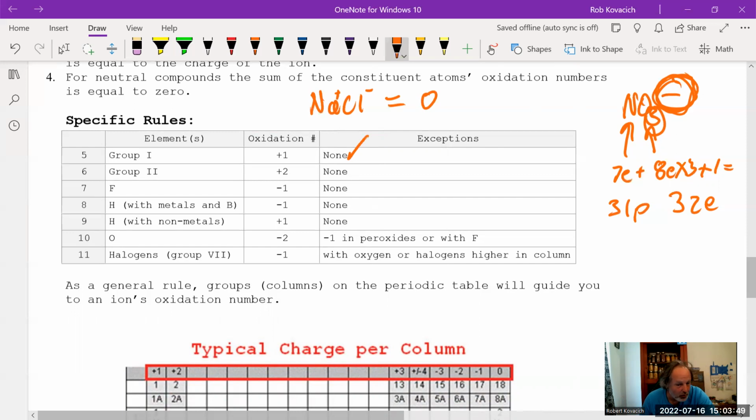So column 1 will always lose 1 electron. Column 2 will always lose 2 electrons. Those are the only options it has. Fluorine will always be a -1 charge. So element number 9, no matter what, if it's in a compound, it has a -1 charge. Hydrogen has 2 rules. There are no exceptions to these 2 rules. If it's with a metal or boron, it's a -1 charge.